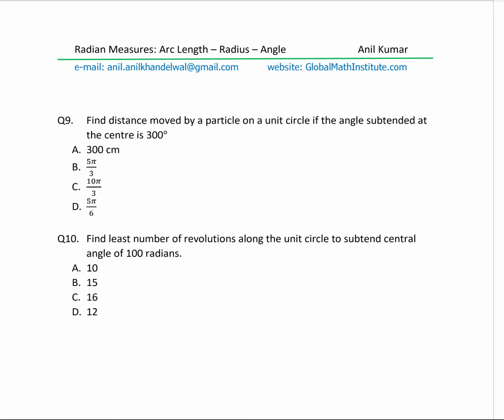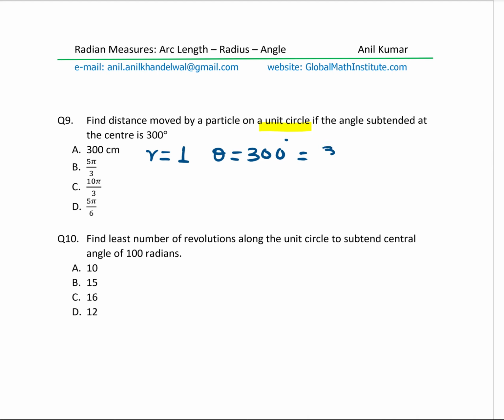So now, if you look at it, we are trying to figure out arc length, right? It says find distance moved by a particle on a unit circle. So when I say unit circle, it means the radius is equal to 1 unit. And the angle subtended is 300 degrees. Theta is 300 degrees. So first step is to convert this 300 degrees to radians, right?